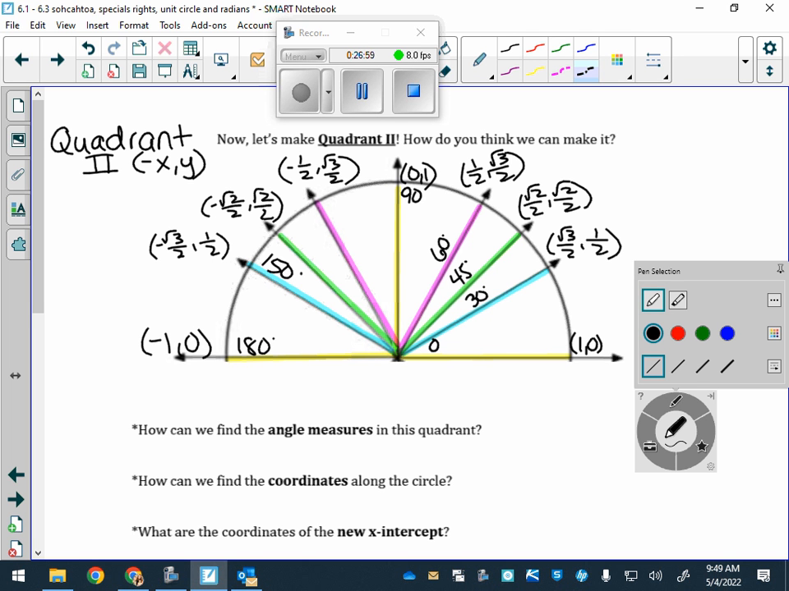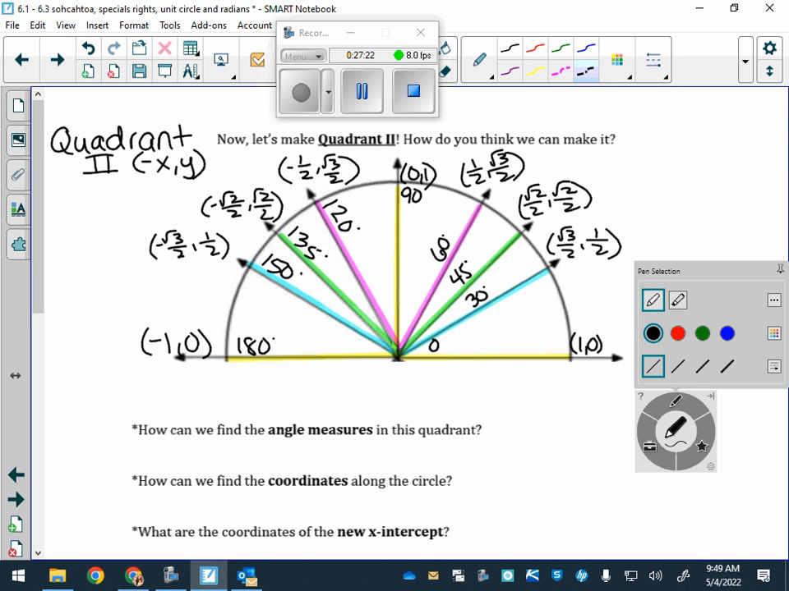What would the green line be? 135. What would the pink line be? 120. So you're always using that x-axis to help you, never the y. Always the x-axis, never the y.